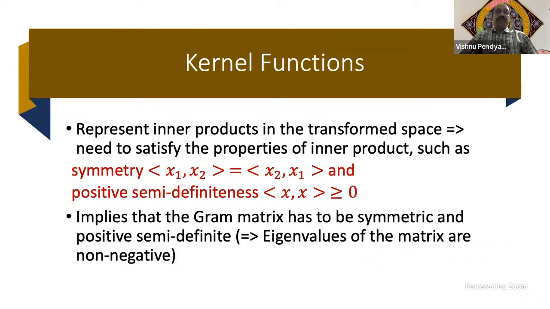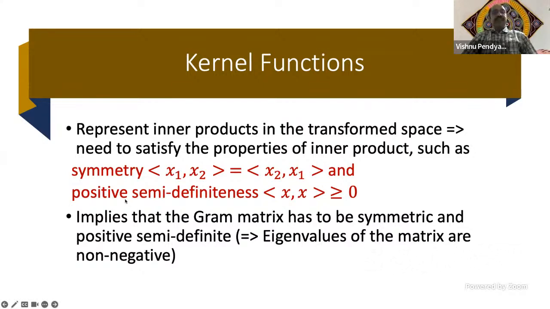I'm using inner product and dot product interchangeably to simplify things, because many listeners would be more familiar with dot product than inner product. So that's the reason why I'm using them synonymously. But there is a difference. A dot product is just one kind of inner product, right? So the inner product needs to follow the symmetry. That means the inner product of x1 comma x2 is equal to the inner product of x2 comma x1.